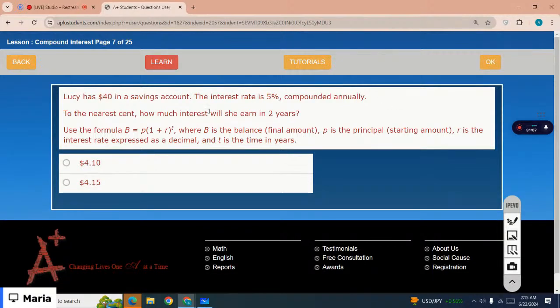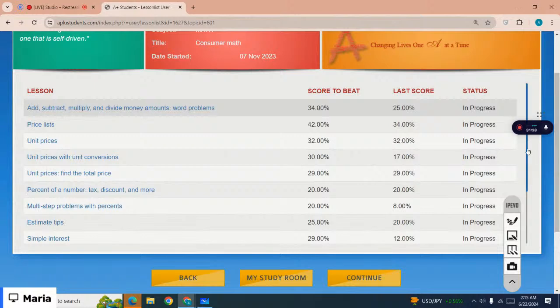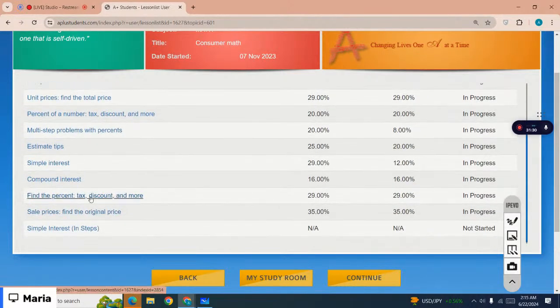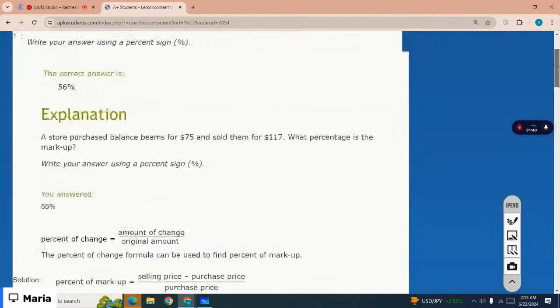Okay, you can complete the lesson by yourself later today. Let me just move on to the next lesson. The next lesson is find the percent tax, discount and more. Let's just start with the lesson. Let's start with the first example.